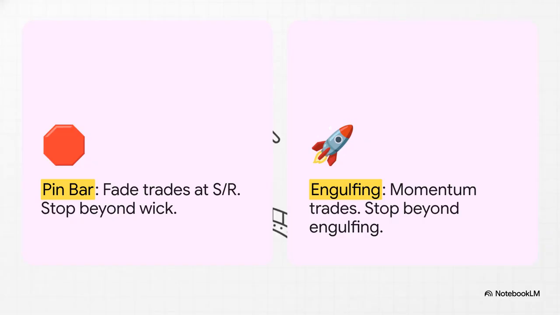Now, what's really interesting about this is the direct contrast in how professional traders actually use these 2 power tools. You cannot treat them the same way. Pin bars are inherently used for what we call fade trades. That's when you're betting against a short-term move when the price slams into key support or resistance zones. And critically, your protective stop goes safely tucked beyond that long wick. Engulfing trades, on the flip side, are all about momentum. You're betting with the newly established power shift, and your stop is placed beyond the massive engulfing candle itself. So 2 different words, 2 entirely different strategies.